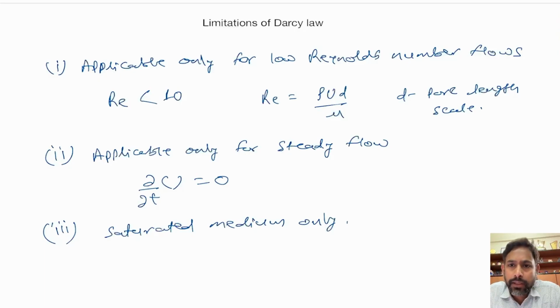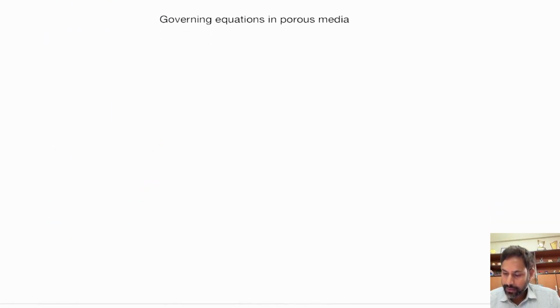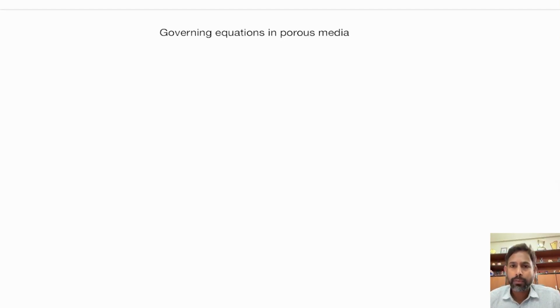First, when Reynolds number is smaller than 1, that is the low Reynolds number flow or laminar flow, right? Then applicable for steady flows only, that is where the d by dt term is 0, and saturated medium only. Okay, but in most cases, we will consider these conditions anyway. We will consider laminar flow, steady flow, and saturated medium, and that is why we will be able to use Darcy's law for our case. Okay, so now let's see. Darcy's law is one of the equations, but obviously we need several other equations to be able to model or solve for a flow in porous media.